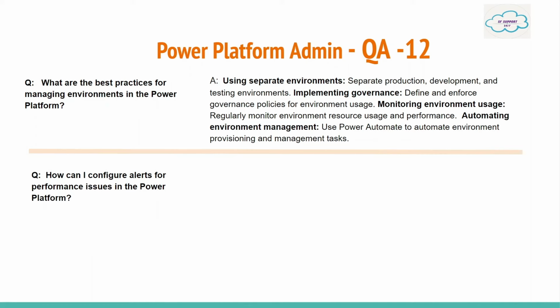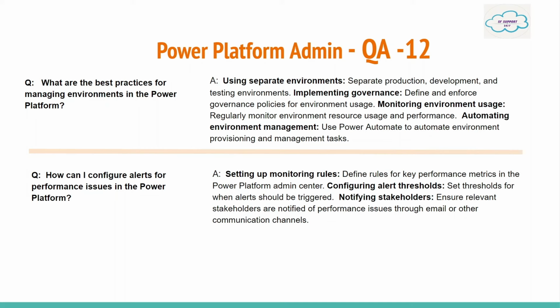Question: how can I configure alerts for performance issues? Setting up the monitoring rules. Define rules for key performance metrics in the Power Platform Admin Center. Configure alert thresholds. Set the thresholds. Notify the stakeholders. Ensure that the relevant stakeholders are notified of performance issues.